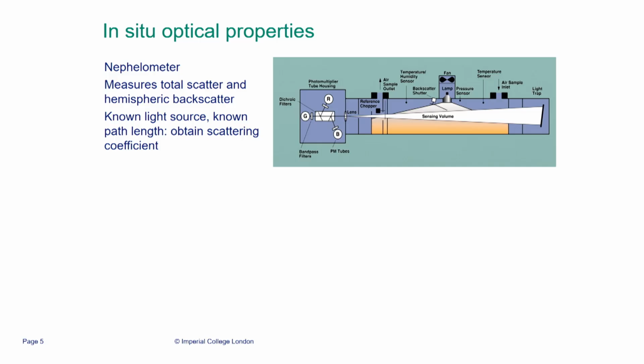So in optical instruments, how do we measure scattering? I said the nephelometer. I talked about these instruments. This measures total scatter and hemispheric backscatter. This is very important. It uses a known source of light and a known path length, and obtains the scattering coefficient. So usually you get V scat. Now we have V scattering.